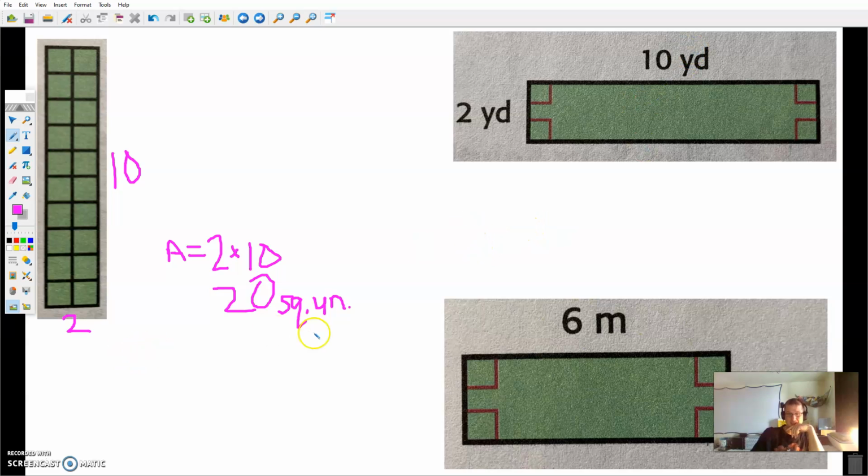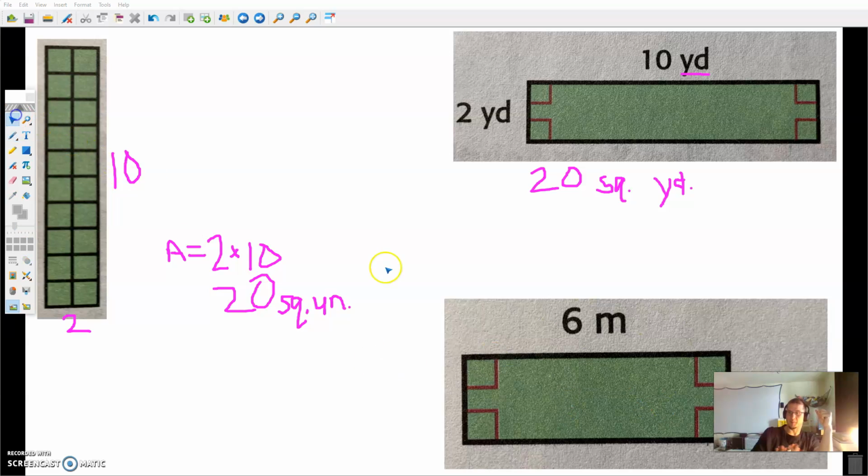It's basically the same problem we did right there, except we actually have a name for our units now, yards. So length times width. 2 times 10 was what? Good. 20. Okay, so 20 square, rather than units this time, we're going to say square yards. Okay, or 20 yards squared.